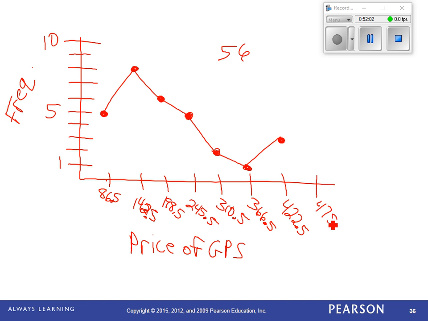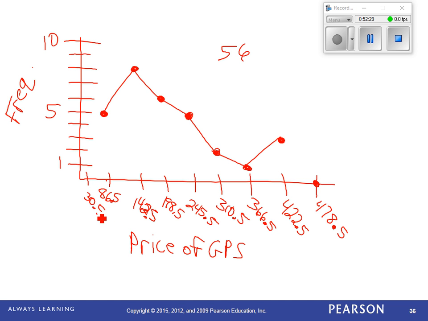Or 478.5. How many GPSs did we have that sold at $478.5? So we put a 0, we put a dot right there. Now on the other end, we do the same thing with the 86.5. We come down 1 more, and I should have done this at the beginning instead of at the end. So what's 86.5 minus 56?